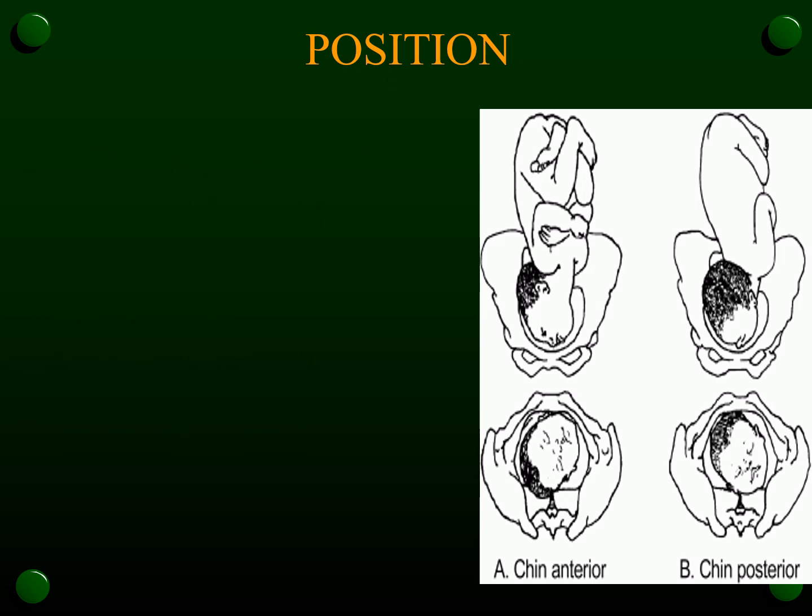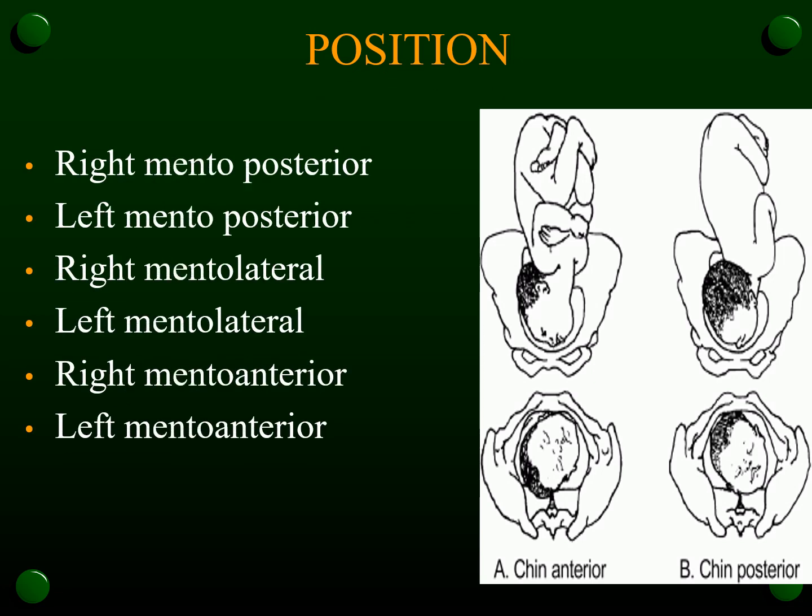And next we can see the different positions. First one is right mento posterior. That is, if the mentum, the denominator, is pointing towards the right sacroiliac joint, that position is known as right mento posterior. If the mentum is pointing towards the left sacroiliac joint, that is known as left mento posterior. And if the mentum is pointing towards the right iliopectineal eminence, that is right mentolateral position. If the mentum is pointing towards the left iliopectineal eminence, it is left mentolateral.